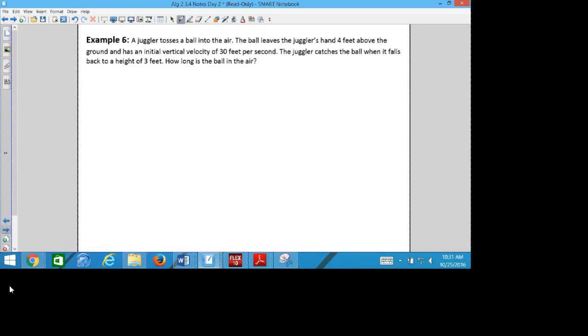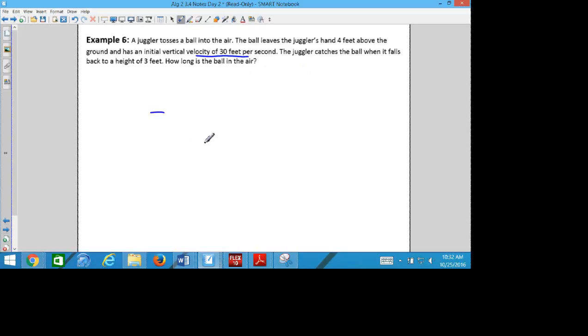Tossing a ball into the air, and if I'm tossing a ball, there is velocity because I'm putting force on it. And if I'm tossing the ball into the air, is that going to be a positive velocity or a negative velocity? Positive, because we're throwing it up. The juggler juggles up into the air, and the initial velocity is 30 feet per second.